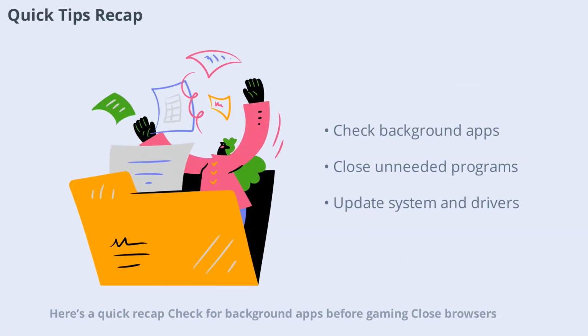Here's a quick recap. Check for background apps before gaming. Close browsers, music, chat, and update apps you don't need. Use Task Manager or Activity Monitor to see what's running. Keep your system and drivers updated, but let updates finish before you play. These simple steps can make a big difference in your gaming experience.